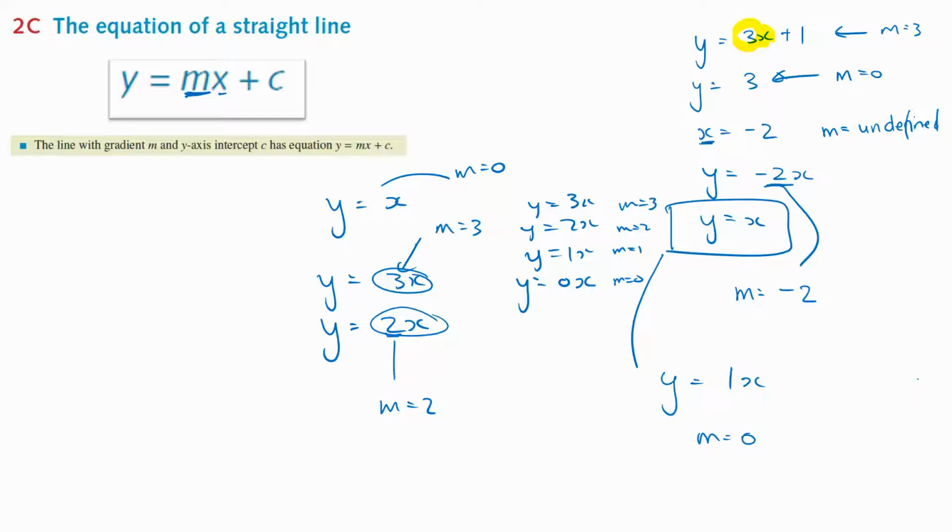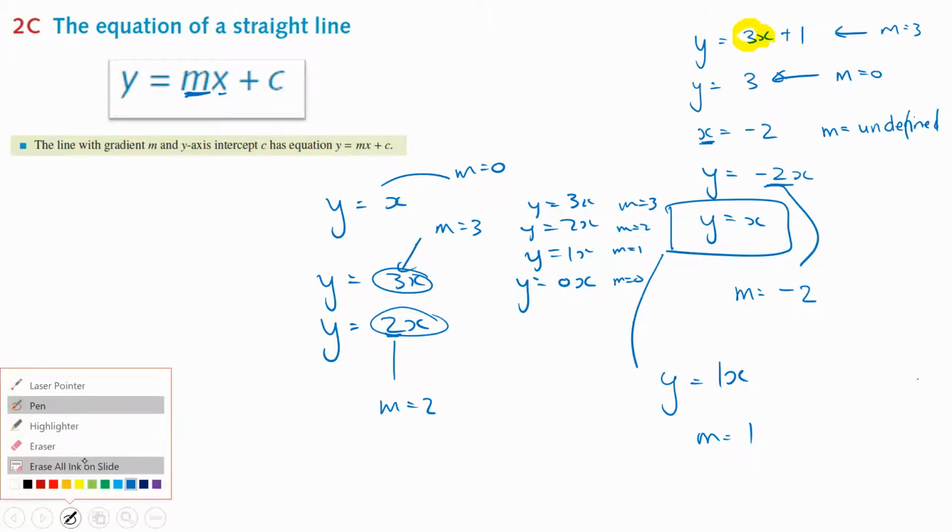Makes more sense. True? Okay, so when we don't write the x, when we don't write the value, when we write y equals x, we are implicitly saying, or we're implying, that there is a 1 in front of x. So actually, the correct answer for this equation, the gradient is 1. Okay. Now, let's put all this to the test again.